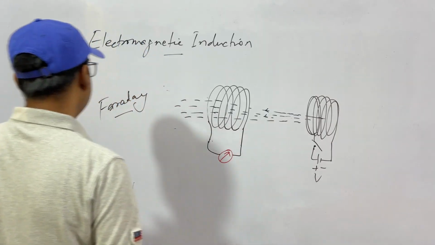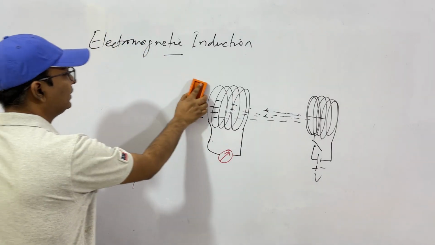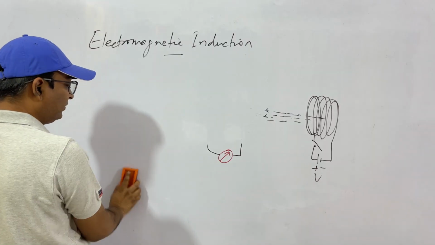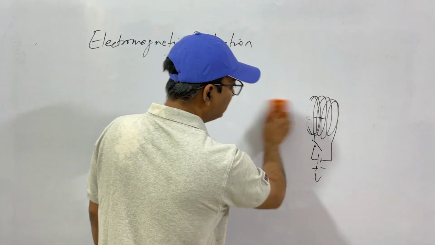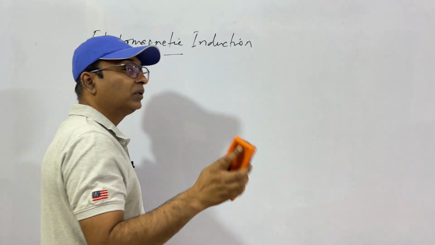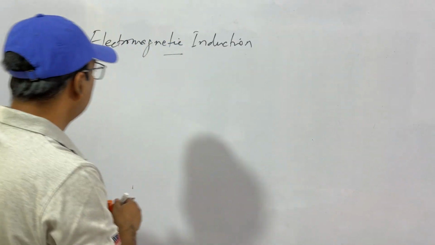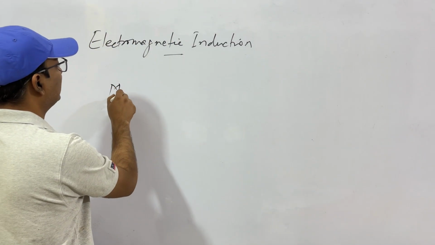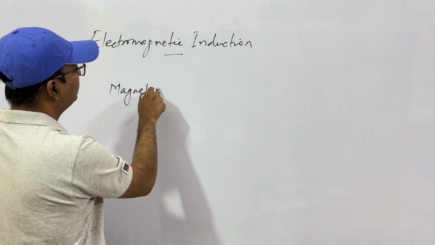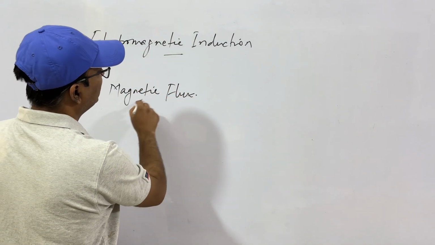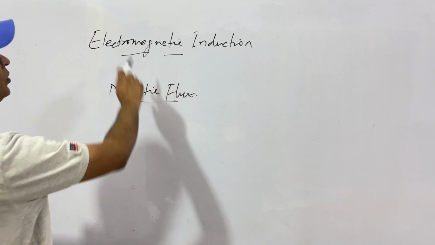That is what Faraday found, and he gave his theory that if the magnetic field inside a coil is changed, an electromotive force will be induced in the coil. Clear up to this? Now, let's understand what is magnetic flux. Before we move forward, first of all, what is electromagnetic induction?